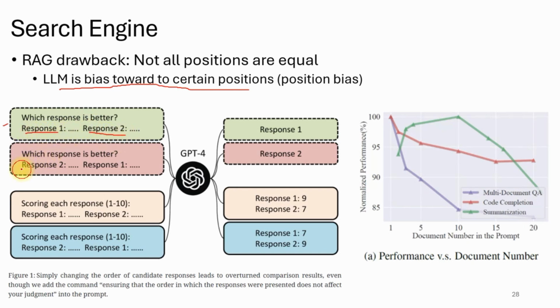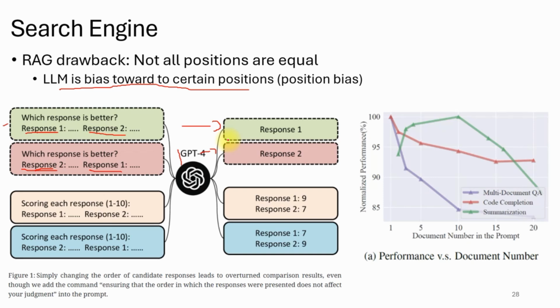The second place response number 2, then response number 1. And they found out that although it's the same question, when they put it to GPT-4, if response number 1 comes before response number 2, the answer is response number 1. But if response number 2 comes before response number 1, the answer is response number 2, which means there's uncertainty. Same question, same reference, but just the way we arrange the position of the reference, the answer is different.